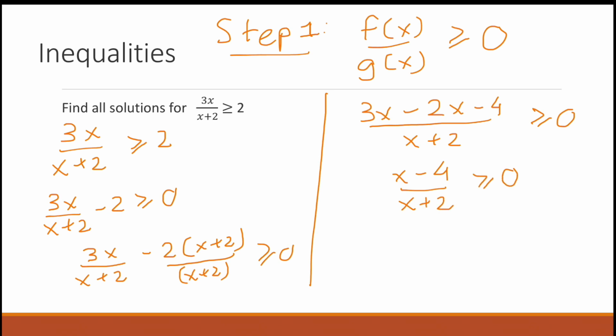You see how simplified it has now become for us to be able to analyze what happens to it and when does it become undefined. This is what we have as of now, the most simplified form. We have x minus 4 upon x plus 2, which is greater than or equal to 0. Now your step 2 would be to work with the critical values.